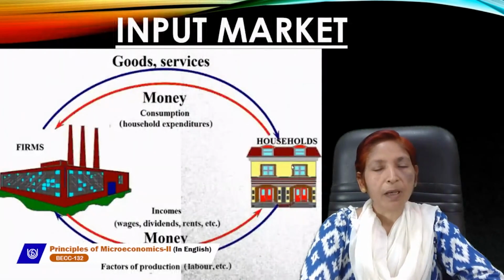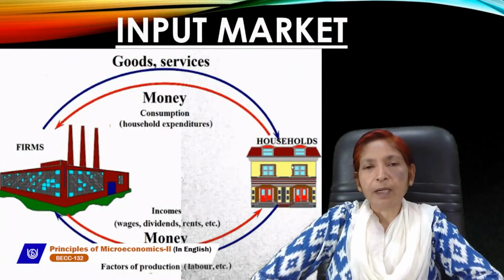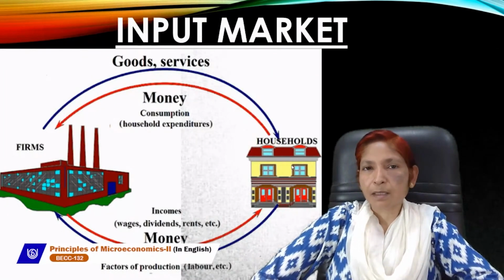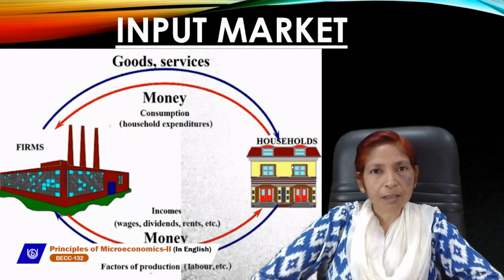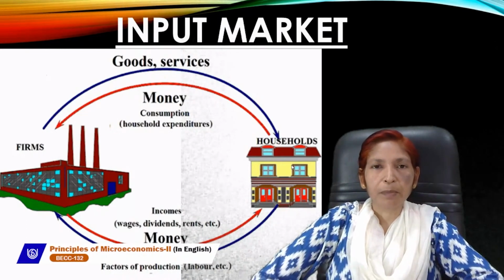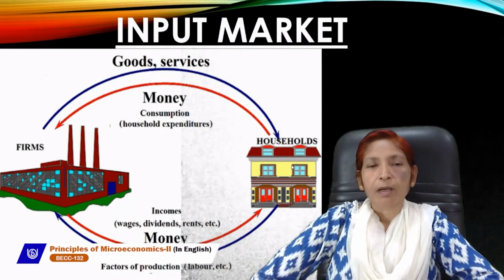Next is input market. There are so many types of markets that exist in our economy, like the factor market, where factors can be sold or purchased.